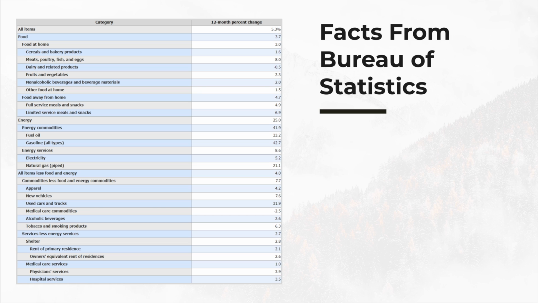Suddenly we have from the Bureau of Statistics the kind of impact in different areas. Look at all items as a 5.3 index increase. Look at energy, 25%. Just energy commodities, 41%. Let's have a look at used vehicles, which has gone up 31%. New vehicles, 7.6%. Look at those percentages. That's all got to be brought in. Gasoline has gone up 42%. I'll repeat that, 42.7%. Everybody uses gas. It's a big part of the energy crisis that we're facing.